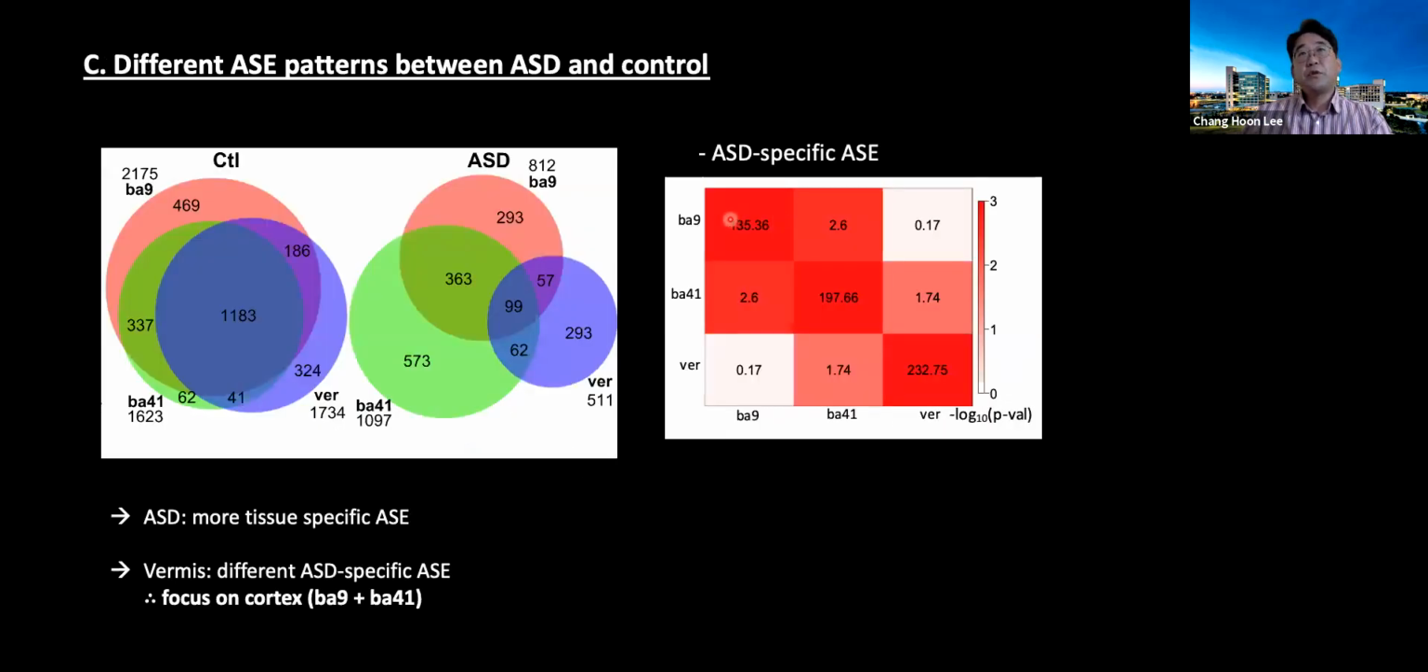So I moved to the comparison. I studied the different ASE patterns between ASD and control here. So the control ASE alleles, and the ASD ASE alleles. As you see here, the ASD shows a more tissue-specific pattern. See, the overlap is very small compared to this, right? Ten times less, compared to 12 times overlap. And when I compare ASD-specific ASE, the Brodmann sample shows a slightly different outlier pattern compared to the other cortex samples. So that's why from now on, I mostly focus on cortex samples, combining BA9 and BA41.